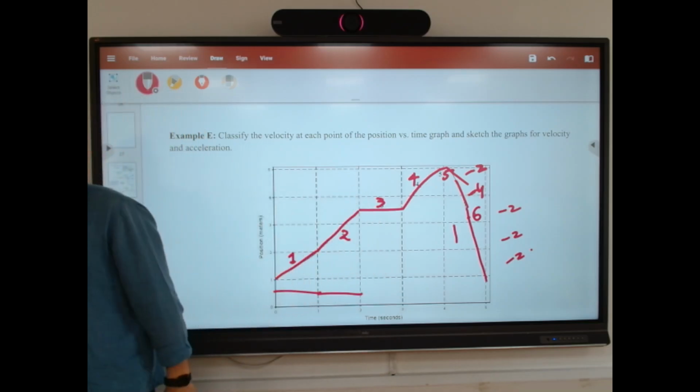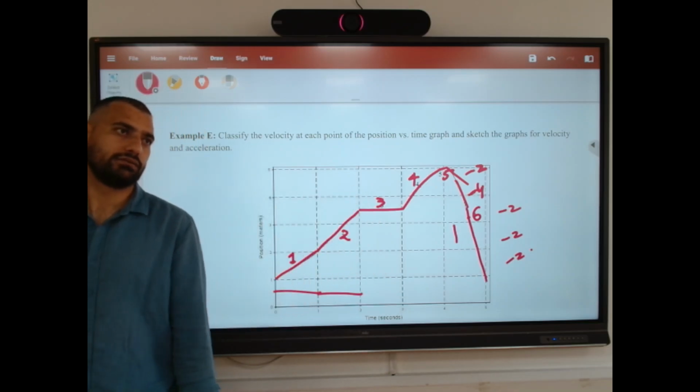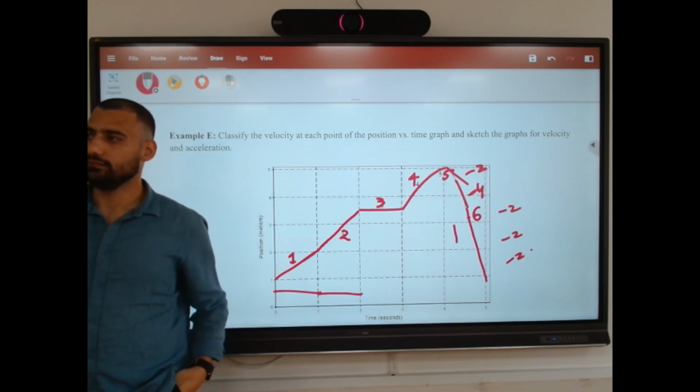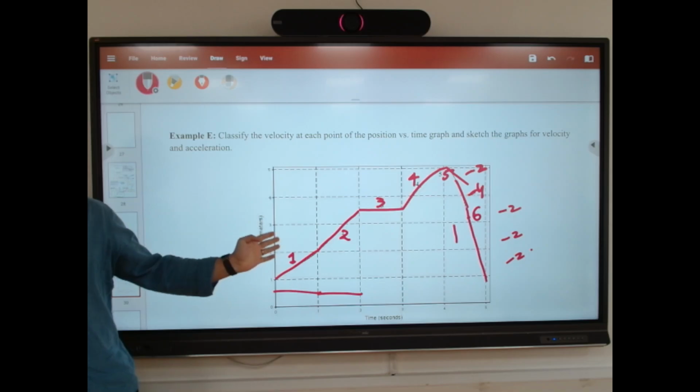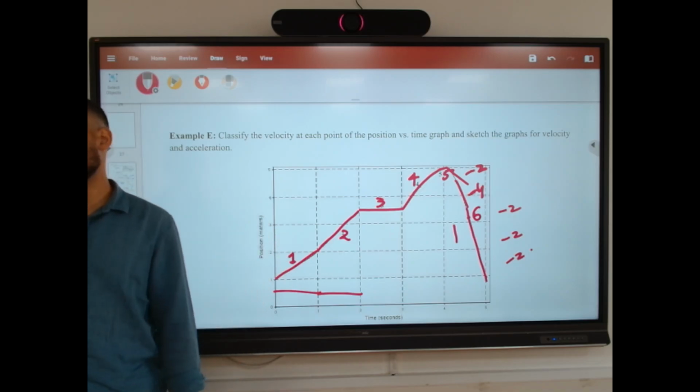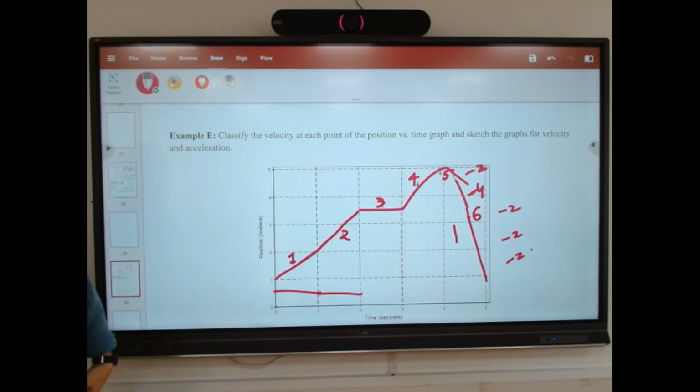The one who does it first will get a reward. Plot the velocity time graph and then plot the acceleration time graph.